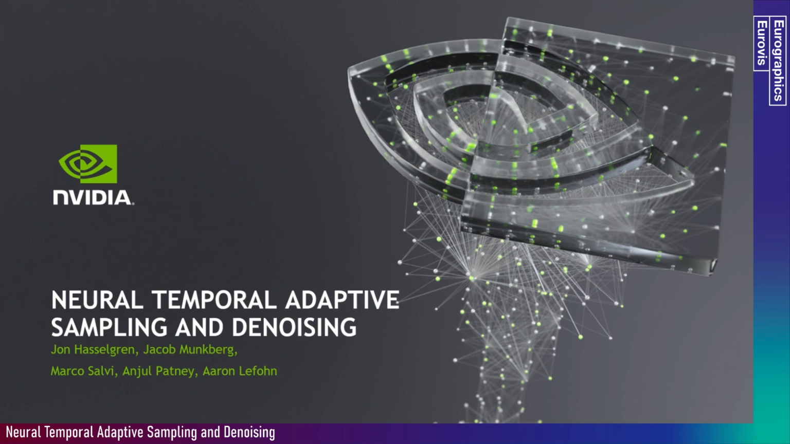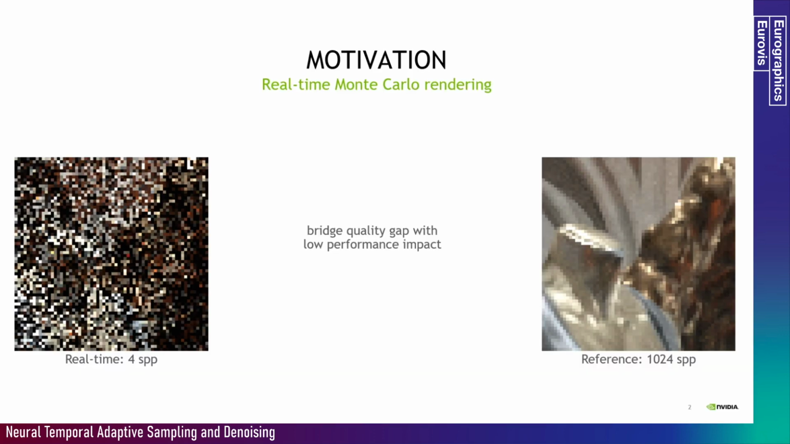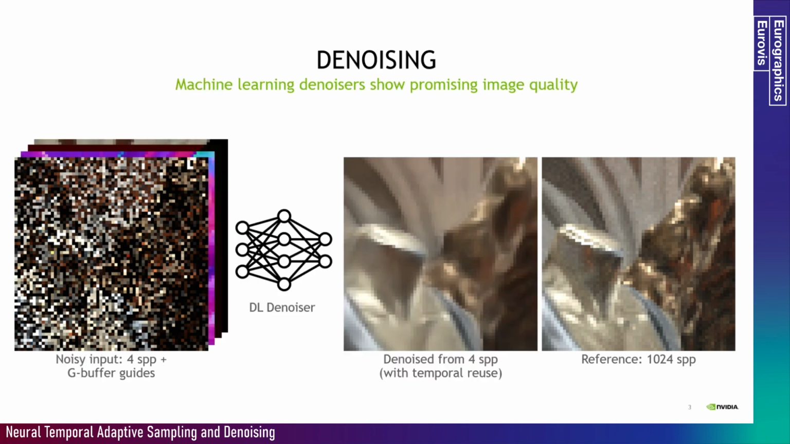Hello, my name is John, and I will present our work on neural temporal adaptive sampling and denoising. Our main goal is that we want to help enable real-time Monte Carlo rendering, or at least get the field closer to real-time. The image to the right is rendered using 1024 paths or samples per pixel, and it has pretty good quality. But in real-time we can currently only afford to render around 4 samples per pixel, as shown in the image to the left. So we need an efficient way to bridge the quality gap between these two images.